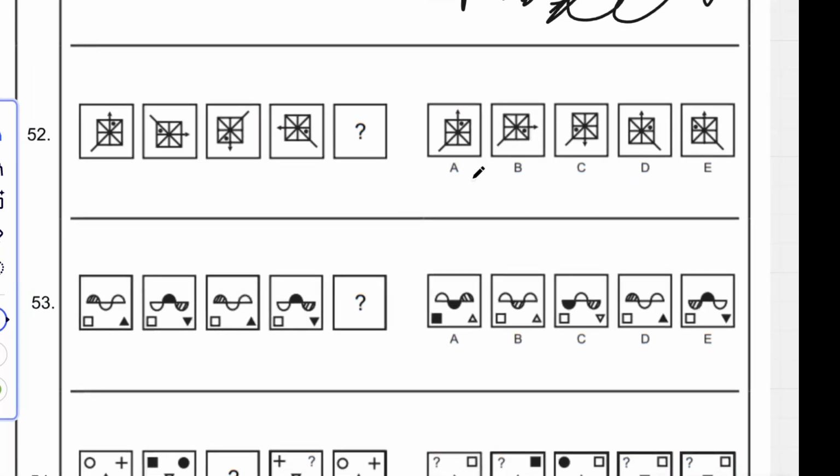Question 52, this black line is always going to go 2 positions up, 2 positions there, 2 positions. So it's going to end up somewhere like there, which we can cross out D and E. And then we also see that this circle is also going 2 spaces back, 2 spaces back, 2 spaces back, so it has to be in this one over there, which means it has to be A.